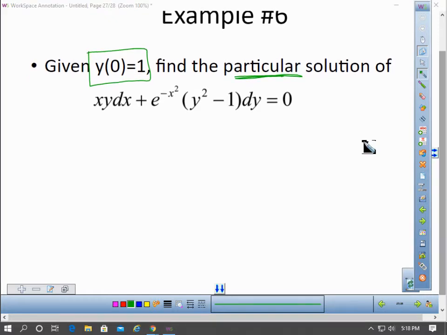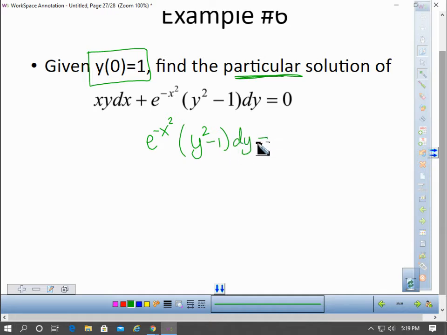All right, so I need to keep the y's on the left and move the x's to the right. So let's see what happens when we do that. We can first subtract the xy dx over to the other side. That's going to leave us e to the negative x squared, quantity y squared minus 1 dy. If I subtract all of this over to this side, I'm going to have a negative xy dx. So just move that over there.